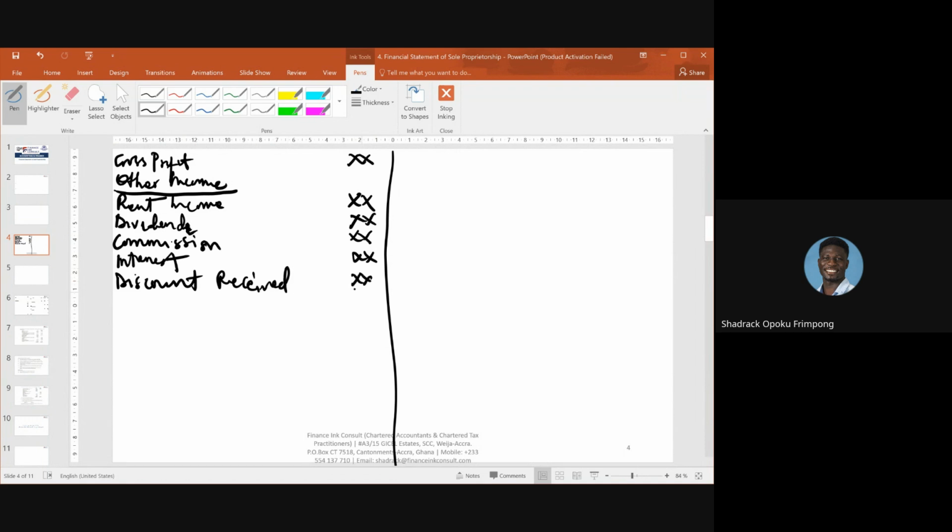So any other income that you are getting, which is not from your main business activity, forms part of what? Your other income. So you add your other income to your gross profit, right? Then we now bring in our operating expenses. So operating expenses, we are looking at all other expenses we are incurring. So we can talk about salaries, we can talk about utilities.